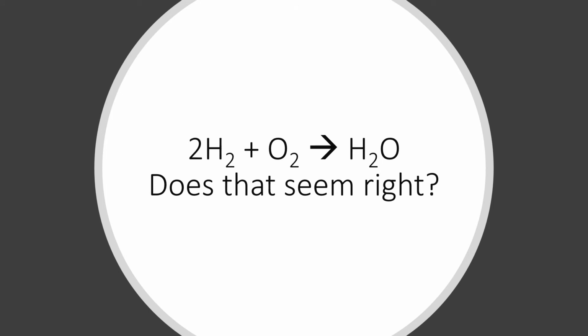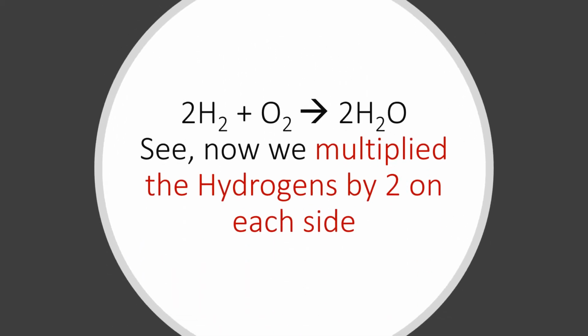Well, if we do that, then we've put it farther out of balance because now we've got 4 hydrogens on one side and 2 hydrogens on the other. So what change does that make to the other side? Well, to get 4 hydrogens on the other side, I need 2 waters, right? Now I've got 4 hydrogens on both sides.